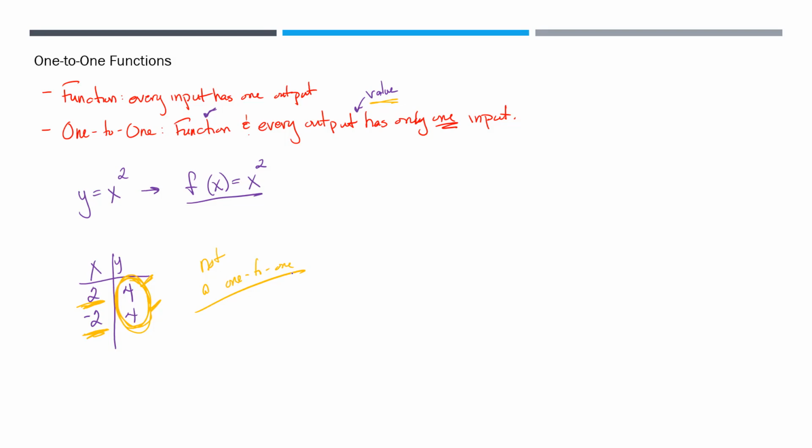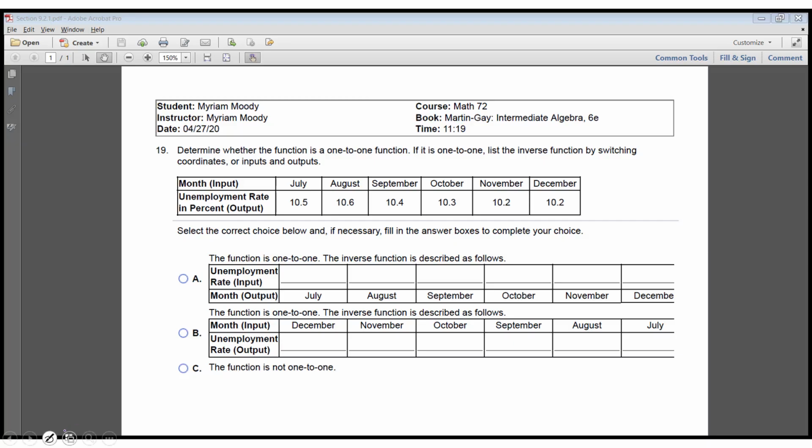With me? All right. Now, some of you may be asking, well, why is it so important to identify one-to-one functions? Here's the deal. A one-to-one function has an inverse. And that's important. If a function is not one-to-one, it has no inverse. That's important. Got it?